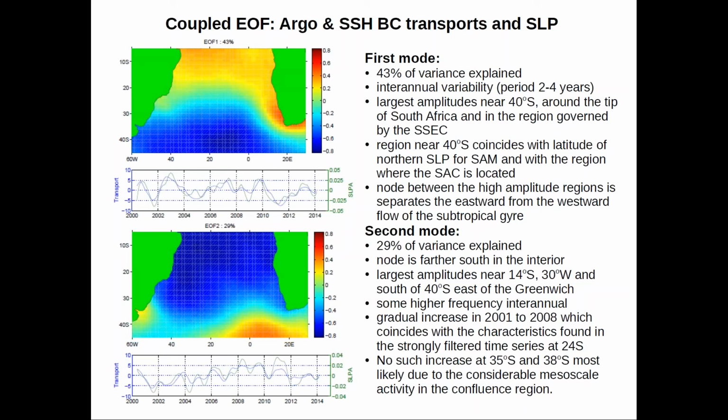And it pretty much represents the subtropical gyre dynamics very well, I think, because it has the highest amplitudes in the eastward and westward currents of the subtropical gyre and the node in between. And then the second mode explains about 29% of the variance, and it has the node, so the zero line, a little bit farther south. It still has a quite strong signal at 40 south, which I think is what SAM captures.